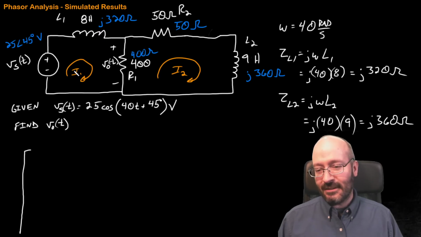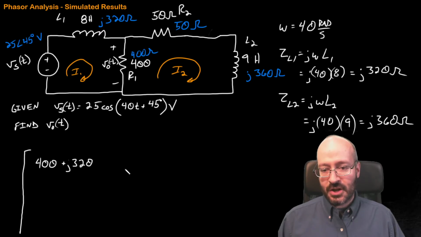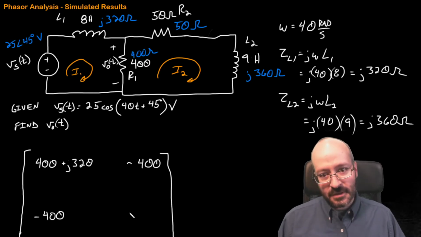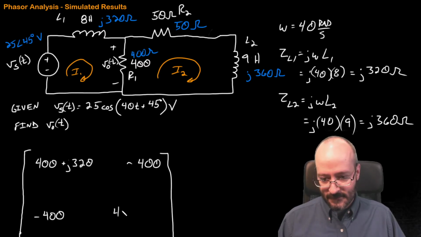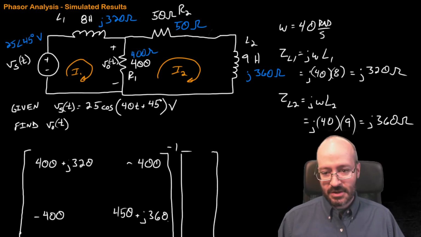What does I1 touch? These are both KVLs. It touches j320 and the 400. So up here I get positive 400 plus j320. What does I1 share with I2? It shares the 400, so it's going to be negative 400. And then this is negative 400. And then what does I2 touch? It touches 450, so 450 plus j360. Not degrees, ohms. Okay, we're going to invert that, and we're going to multiply it by the sources on each mesh, and there's only one of them. It's over here, and this is going to be 25 at an angle of 45 degrees.